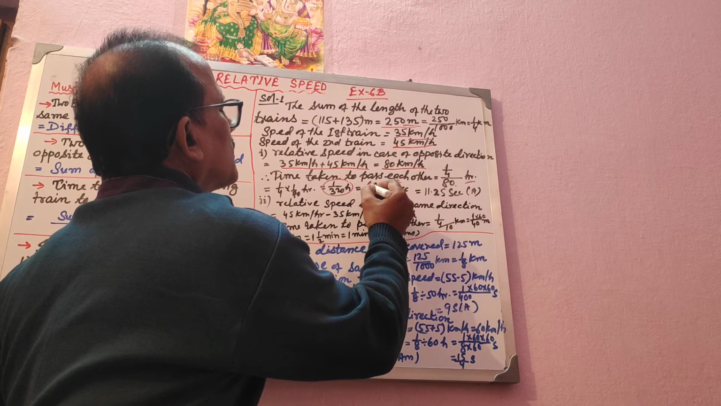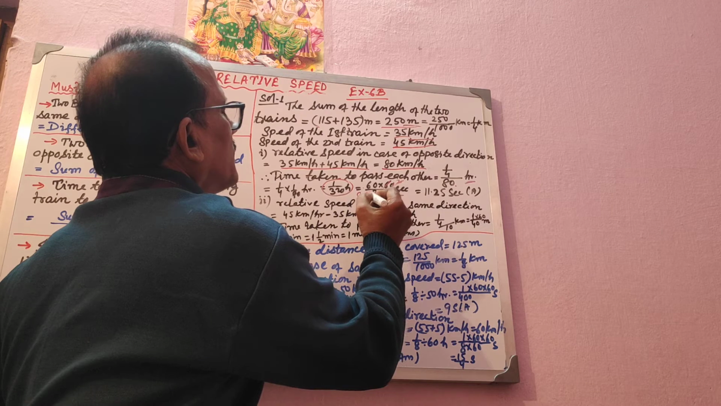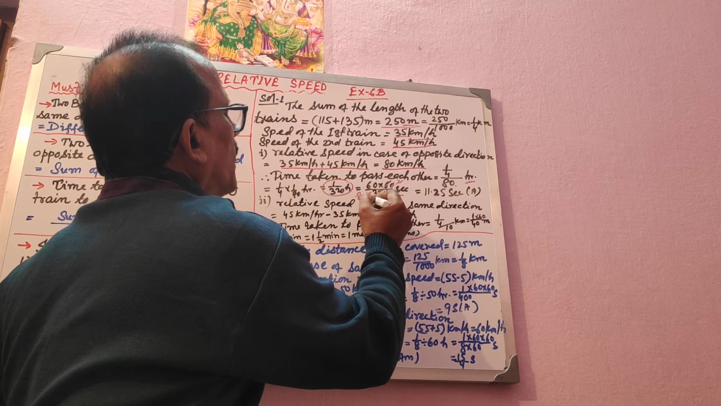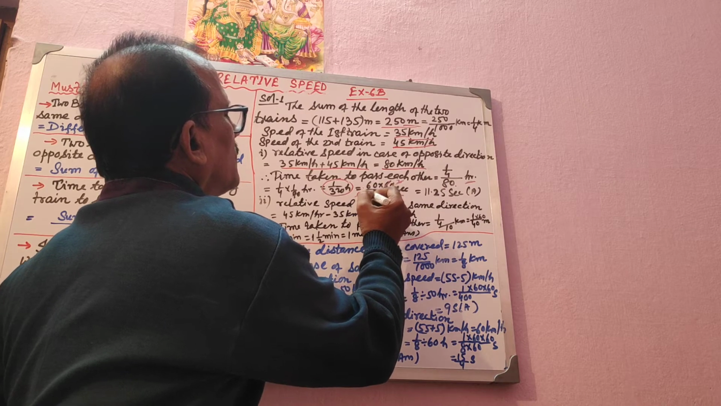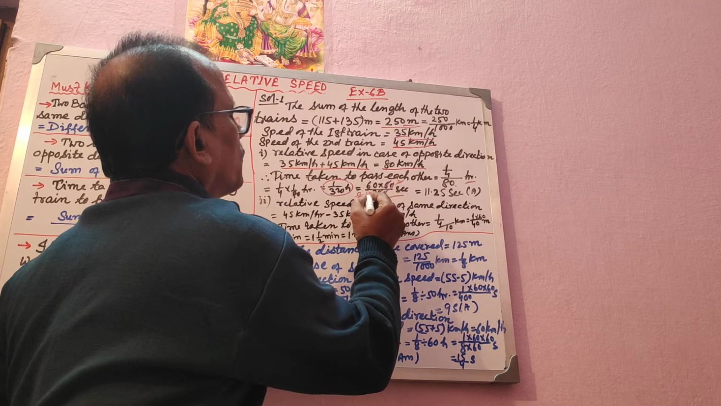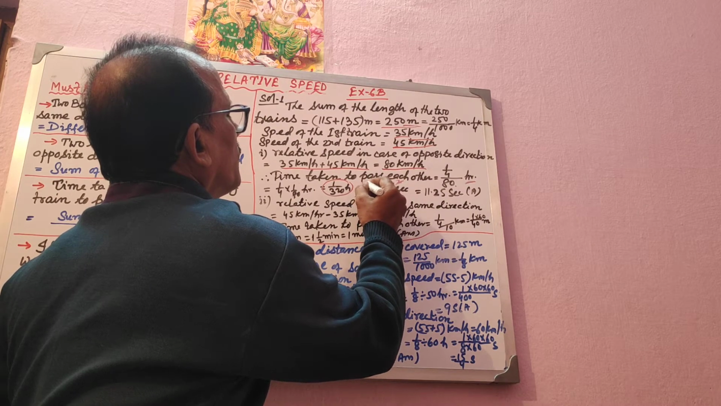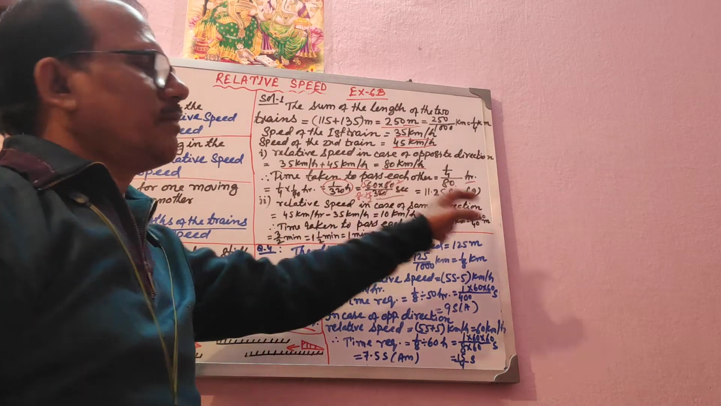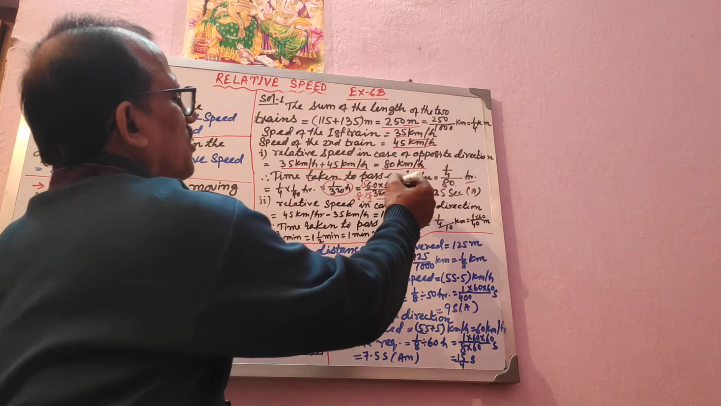Then again it will be cancelled with 8, and then 8 can cancel with 4. 4 2s are 8, and if you do it by 4, then itself will be 2, and it will become 45 by 4, which is equal to 11.25 seconds. I think the calculation is right.